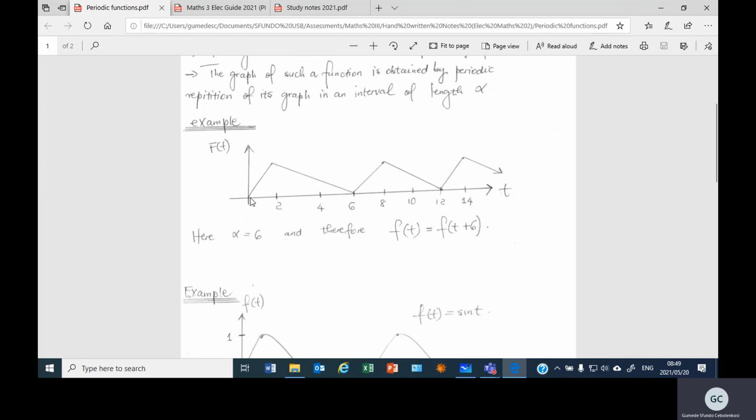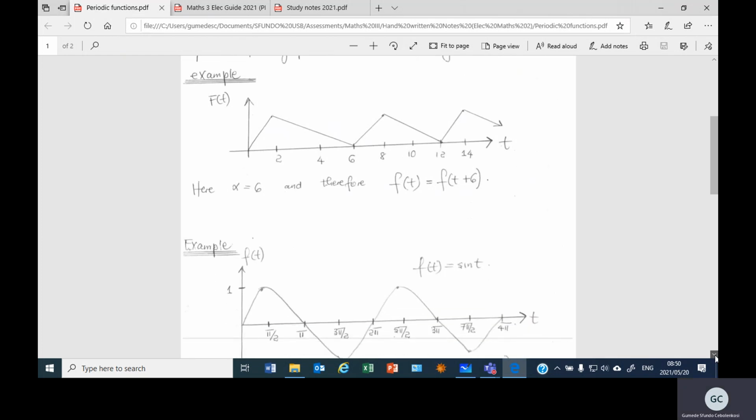So we see that in this case, the point y equal to 0 is here at t equal to 0. The point y equal to 0 is here at 6. The point y equal to 0 is here at 12. Same thing applies. This higher point is here at 2, here at 8, here at 14. So it means the graph keeps on repeating itself after 6 units. Hence, the period of this function is 6.